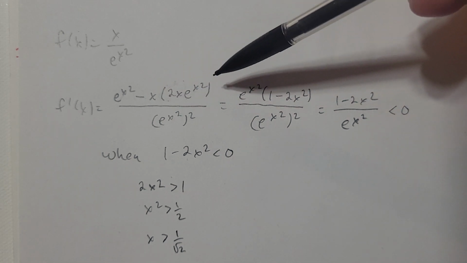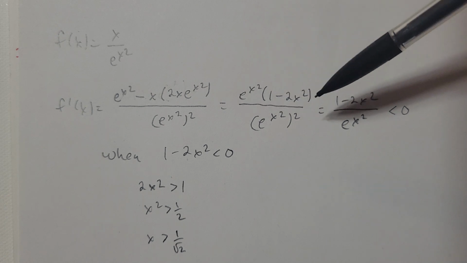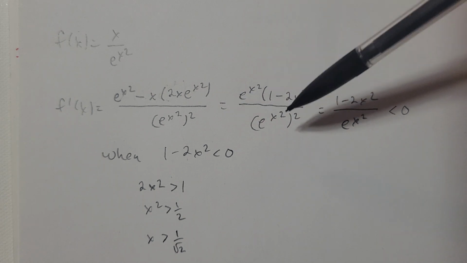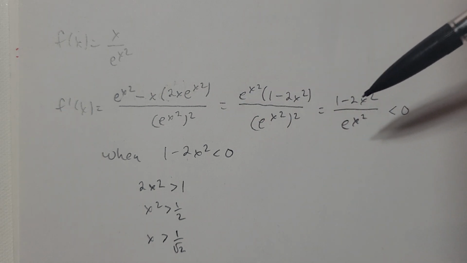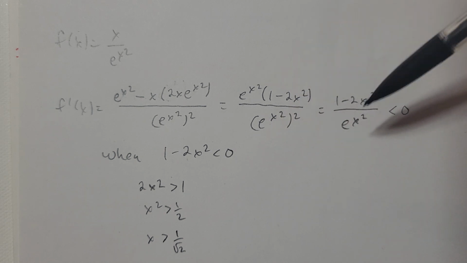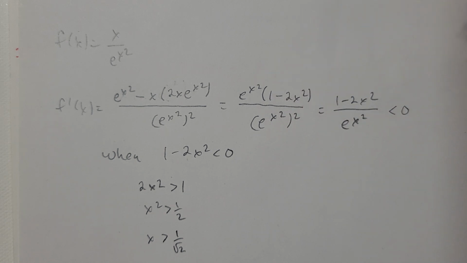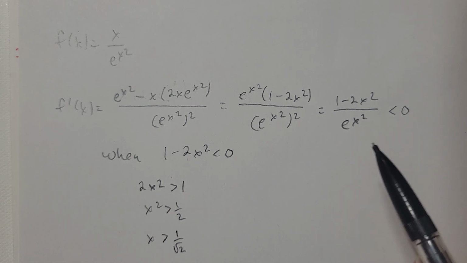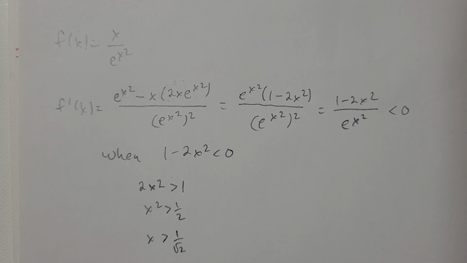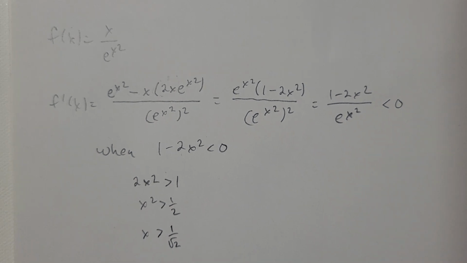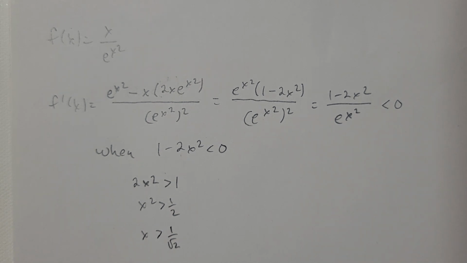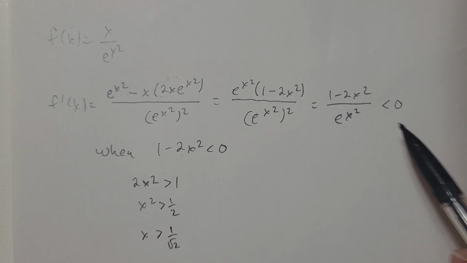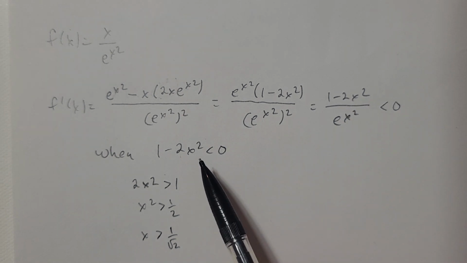Okay, e to the x squared is in common of these two terms here. So let's go ahead and factor that out. And I can cancel that with one of the e to the x squared terms in the denominator. Okay, so that's gone. And I'm left with 1 minus 2x squared divided by e to the x squared. Now I need to know when that's less than 0 because I need to know when these terms are decreasing. Well, the denominator is always going to be positive, no matter what. Okay, so I just need to know when the numerator is going to be less than 0.